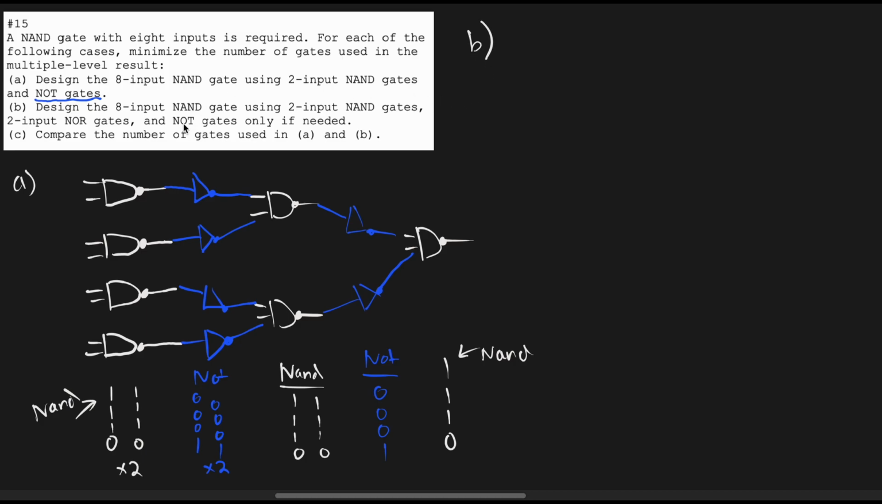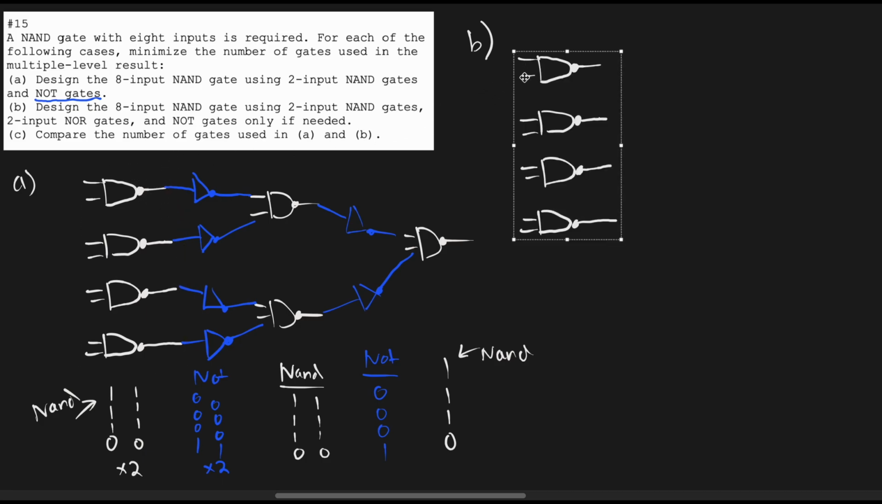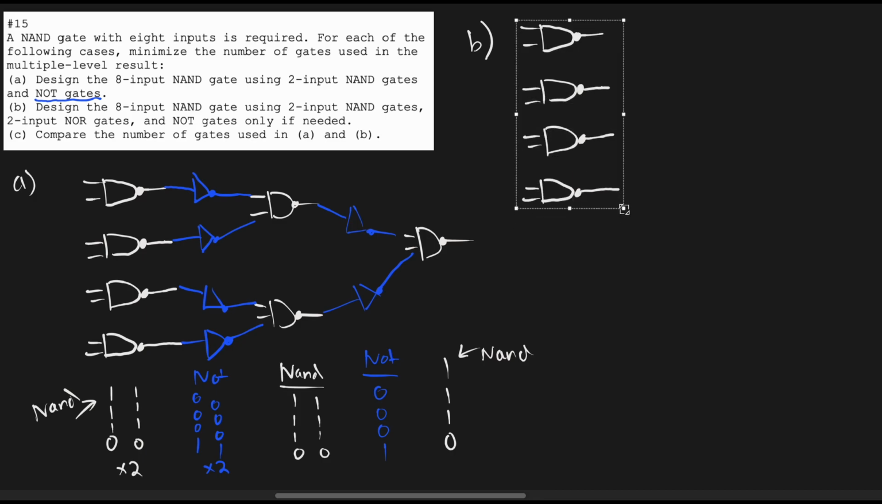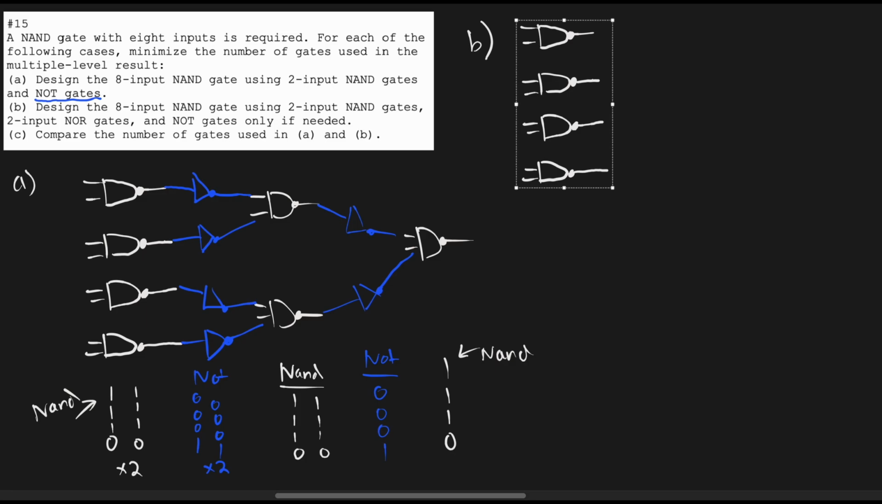We're going to design the 8-input NAND gate using 2-input NAND gates, 2-input NOR gates, and NOT gates, but only if needed. So we're going to have the same thing that we had in part A. We're going to start this off with 4 NAND gates because we need 8 input NAND gates. And so our input is going to look like this. Now what we're going to do is, well, we're going to say that all we need is the 8 input NAND gates, which we have.